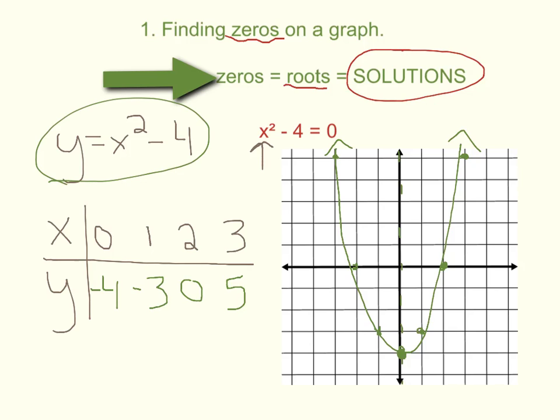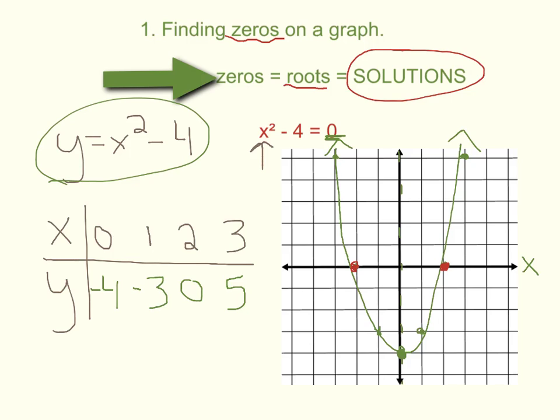But now I want to use that equation to answer this question. When is my equation going to be equal to 0? So what that means is you just look at the x-axis and look at where the points cross the x-axis. They cross at 2 and at negative 2. That's where your graph is 0. That's where the y equals 0.